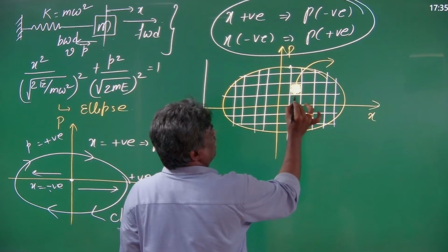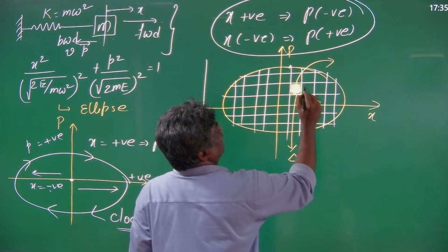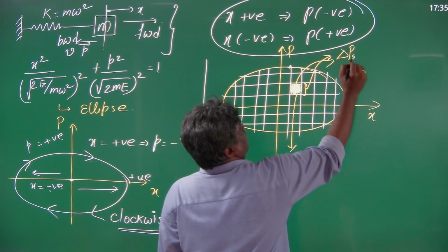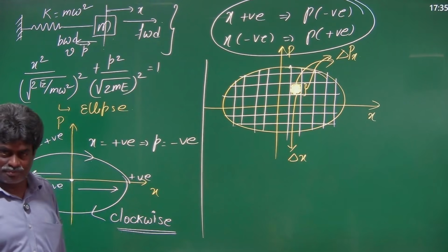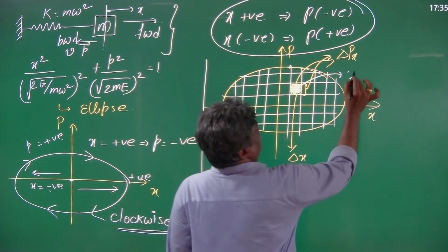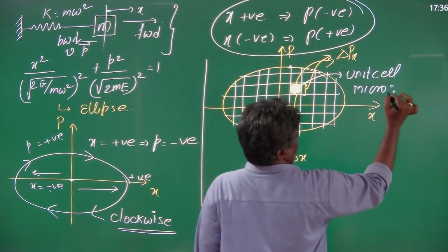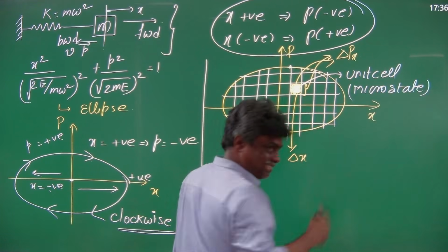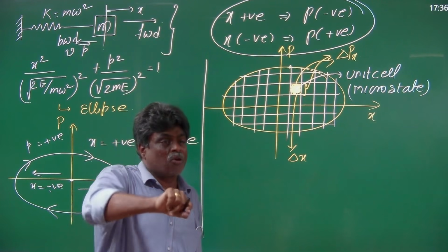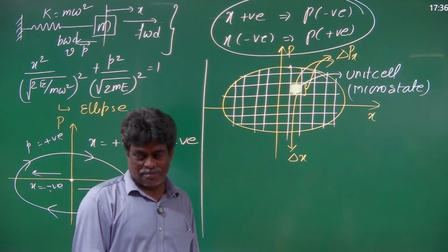Can you please tell me what is this length? Shall I take it as delta x? Because this is along the x-axis. And I am taking this as momentum, that's why I am taking it as delta Px. So this is called a unit cell, or one more word is there, microstate. The state where the particle is occupying is called a microstate. So where you sit, that position is called a microstate.